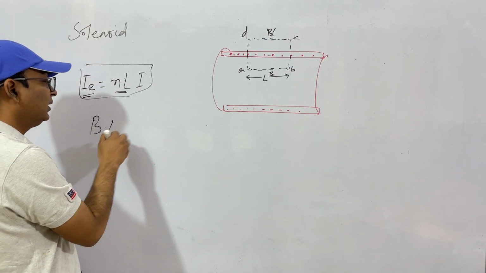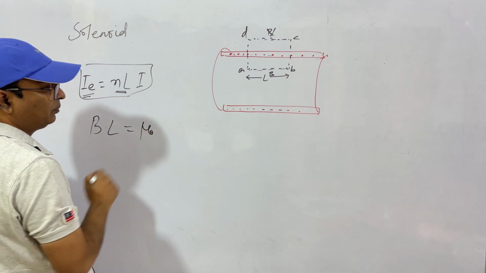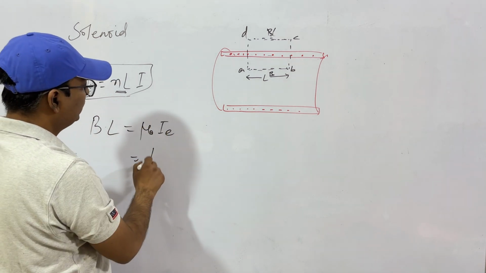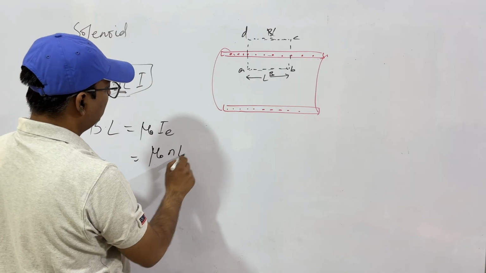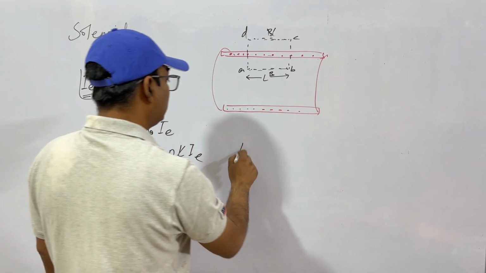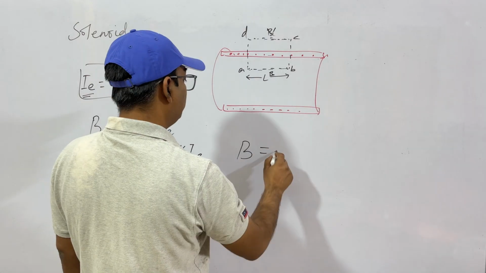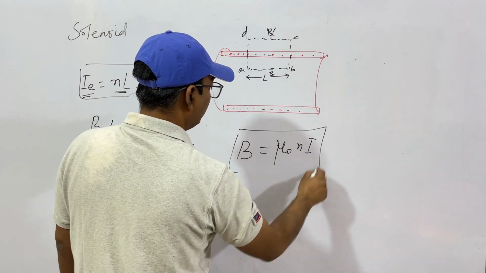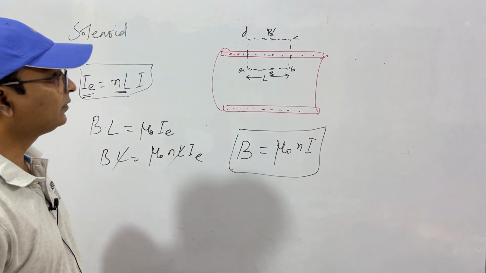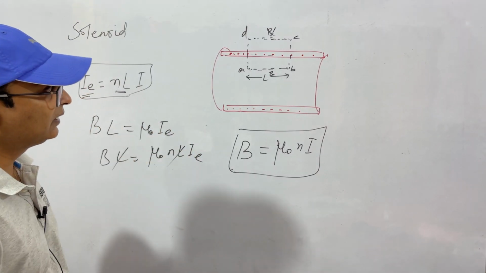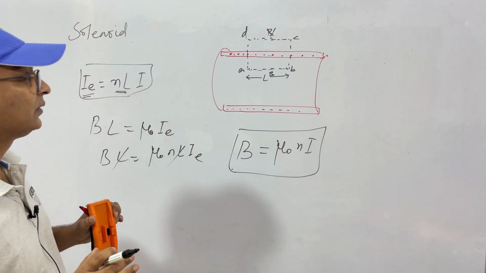So B into L is equal to, as per Ampere's law, mu 0 into I enclosed. This is mu 0 N L I. This is B L. So L cancels. What you get is the magnetic field is mu 0 N I. This is the expression for the strength of magnetic field. And I told you the thumb rule to find the direction of the magnetic field. So this is about solenoid.